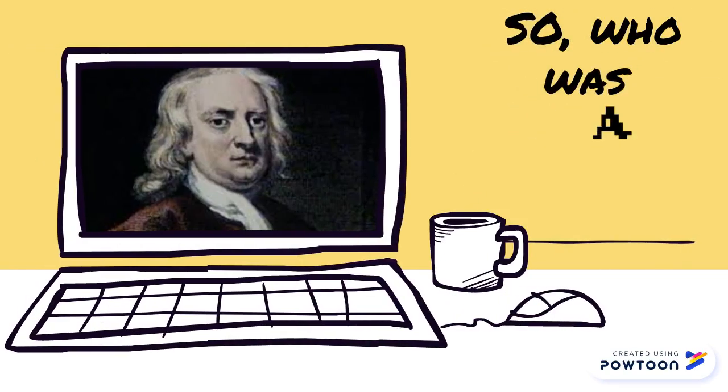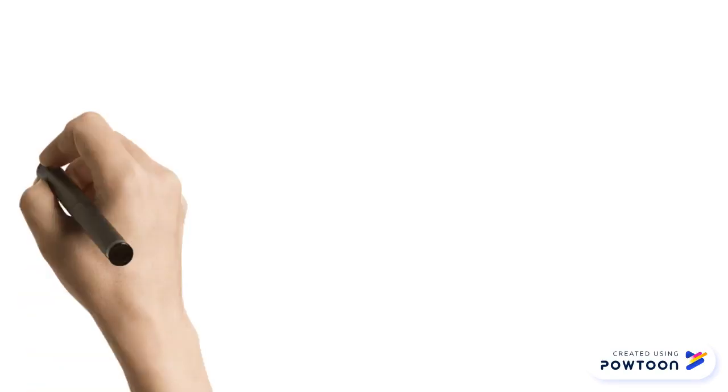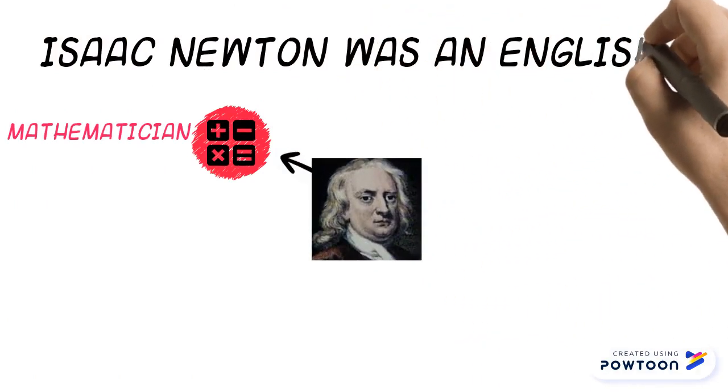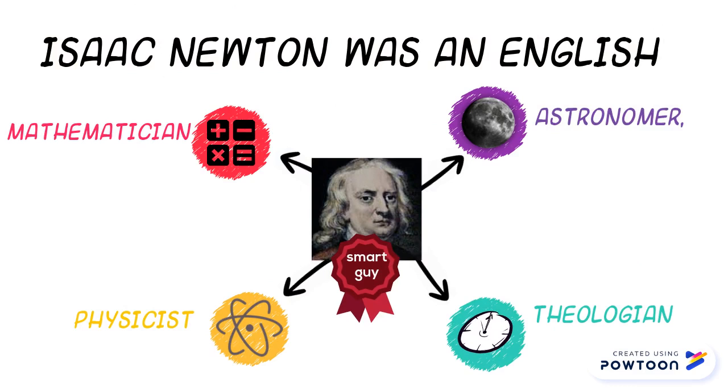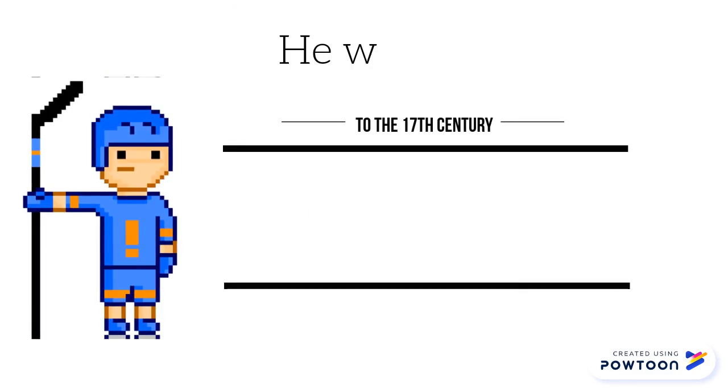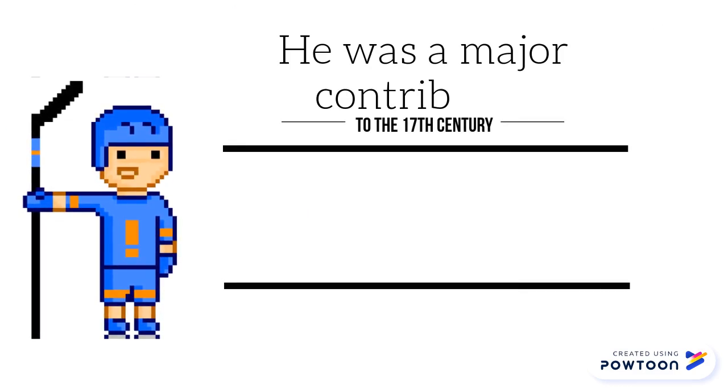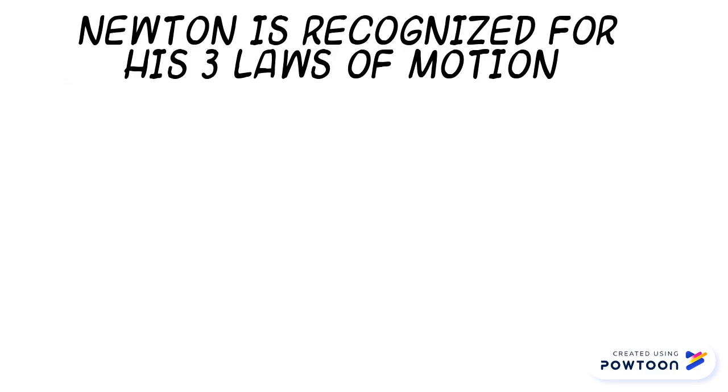So, who was Isaac Newton? Sir Isaac Newton was an English mathematician, physicist, astronomer, theologian, and author who was a culminating figure of the scientific revolution during the 17th century and is recognized as one of the most influential scientists to date.